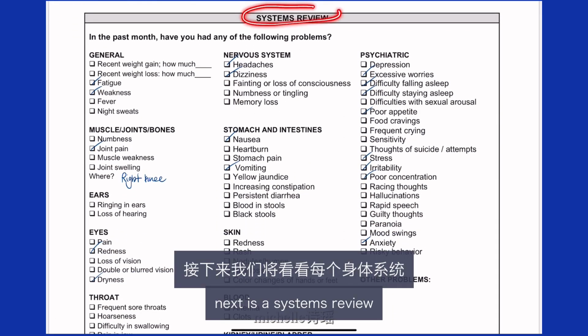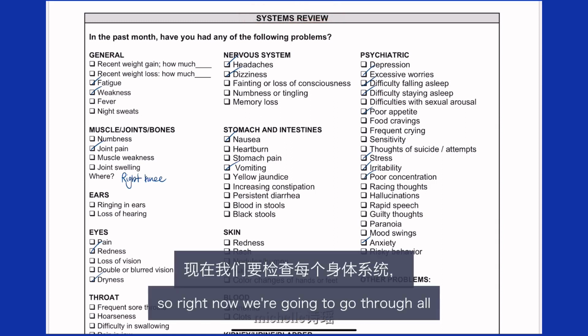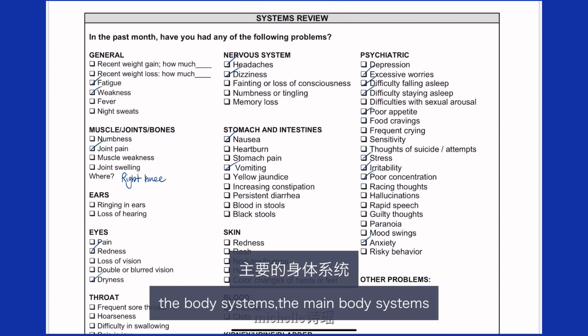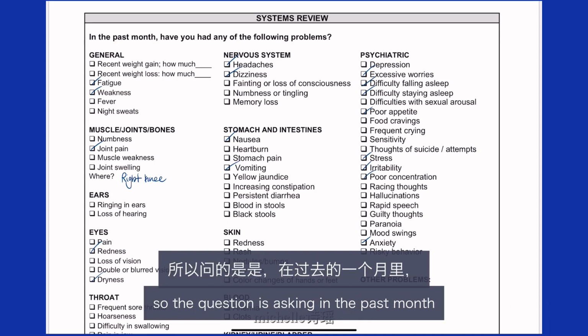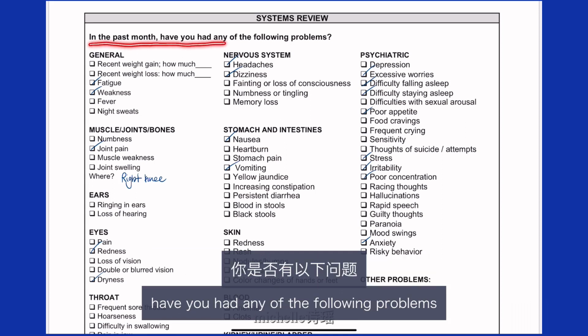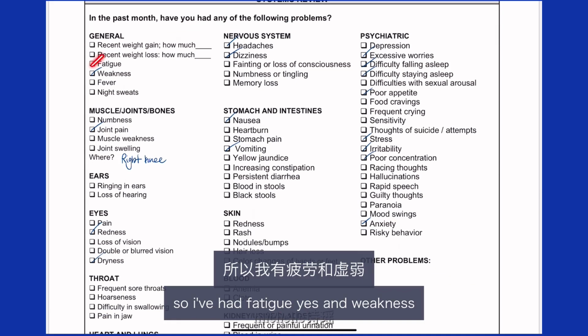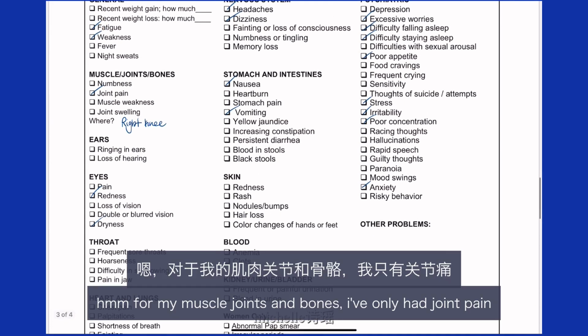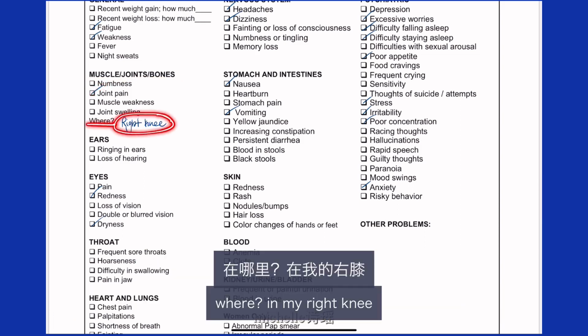Next is a systems review. So right now we're gonna go through all the main body systems, and then we're gonna see if we have problems in those systems. So the question is asking, in the past month, have you had any of the following problems? So I've had fatigue, yes, and weakness. For my muscle, joints, and bones, I've only had joint pain. Where? In my right knee.